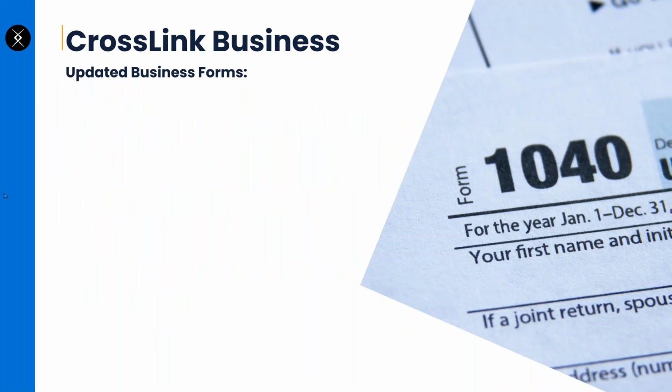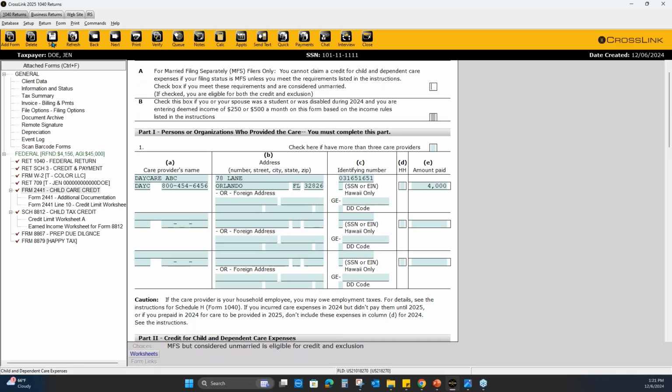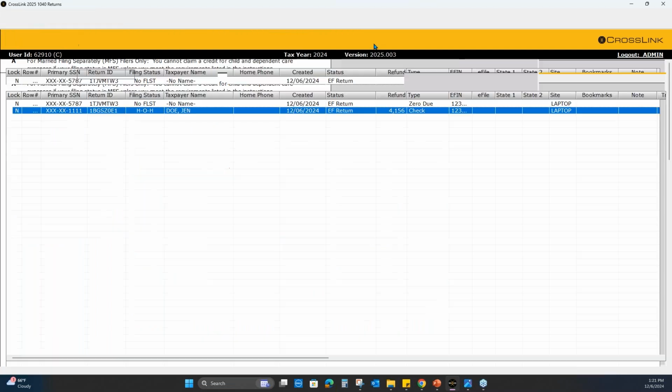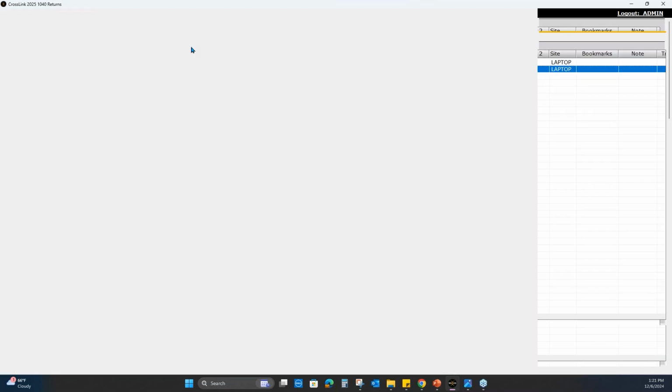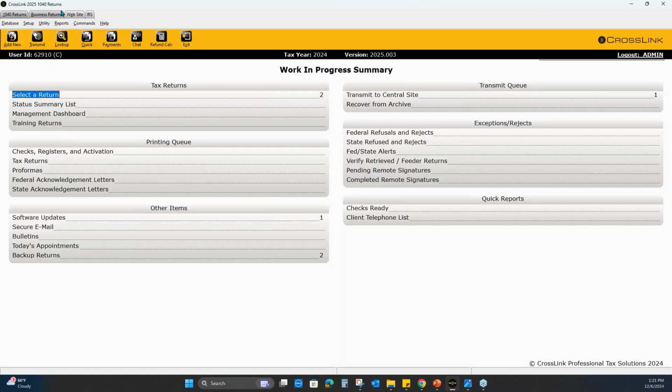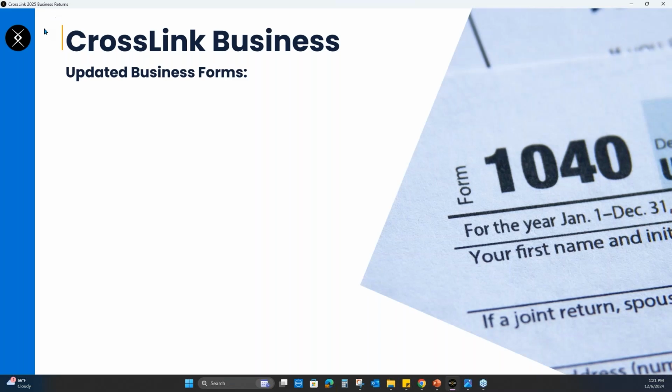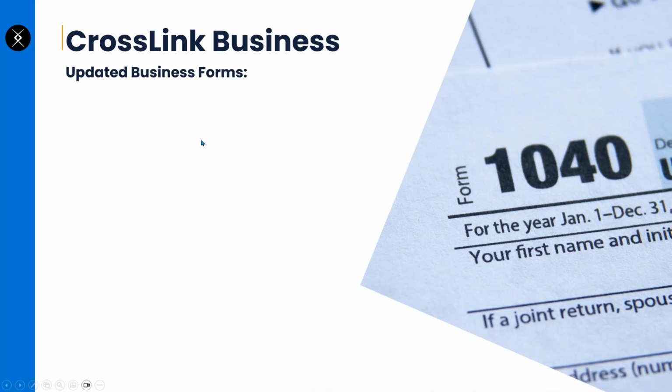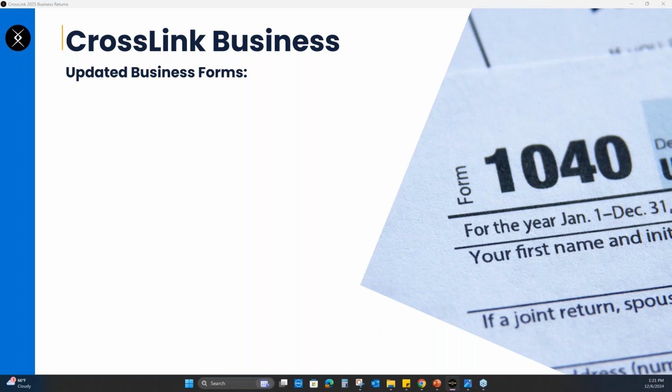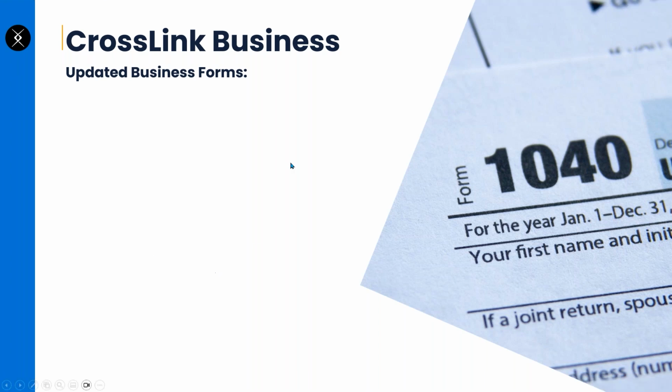So let's go ahead and tab into that. And if I go ahead to access the business package, we're going to see the business tab at the left here. So we'll hit business returns. Give me one. I apologize about that. Looks like this software may have closed on me. So let me go ahead and bring that open.